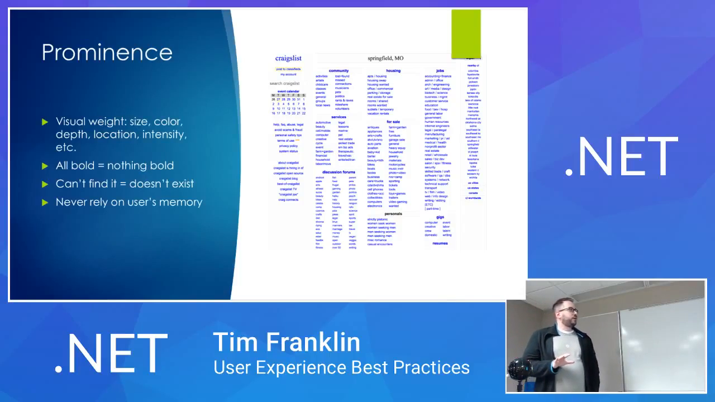And so you have visual weight that you can apply in all sorts of different ways. You can do larger size, and you can have color. You can show depth on something. The location being up towards the top versus other things, and it's relational as well. The intensity, like the weight or the vibrance of the color or different things, can all be a big thing for prominence.